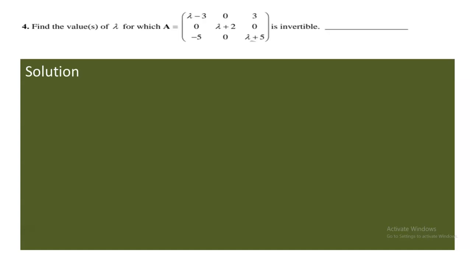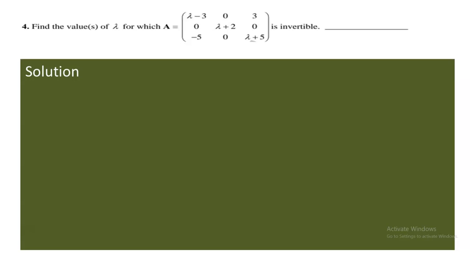Question number 4 says that you are given, again, a square matrix, a 3 by 3 matrix, and you are asked to find the value or values of lambda for which this can be invertible. As students, you need to know the property of invertible matrices. We know that for a given square matrix A, the matrix A is said to be non-singular or invertible if its determinant is not 0. If the determinant comes 0, it is non-invertible, or a singular matrix.